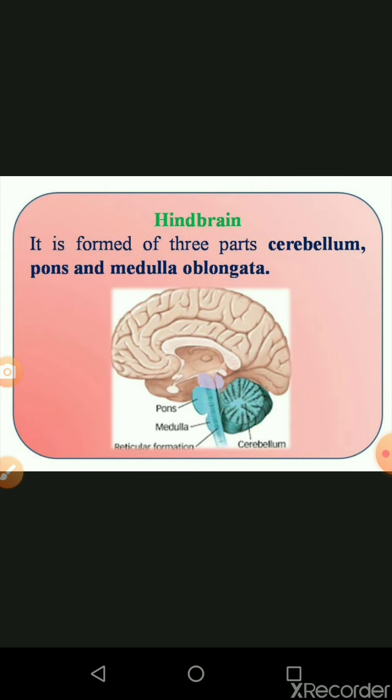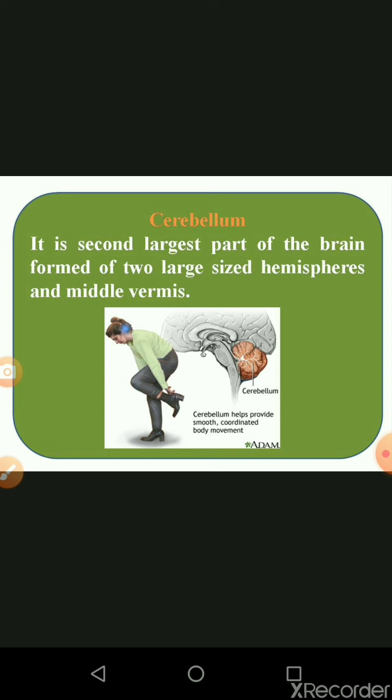Then the next one is the hindbrain. Again, I told you the forebrain consists of 3 parts, that is cerebrum, thalamus and hypothalamus. Like that, the hindbrain also consists of 3 parts, that is cerebellum, pons and medulla oblongata.